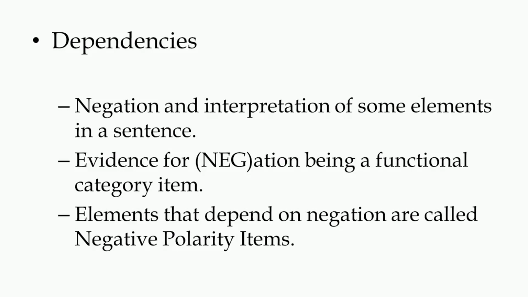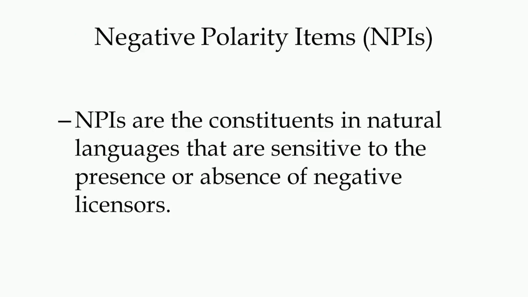And then we will evaluate what we mean by elements that depend on negations for their interpretations. And such elements are called negative polarity items in natural language. We will take examples from Hindi to look at these constructions. Negative polarity items are the constituents in natural languages that are sensitive to the presence and absence of negative licensors. In simple words, it means that for a negative polarity item to be present in a sentence, it essentially requires the presence of a negation element as well.